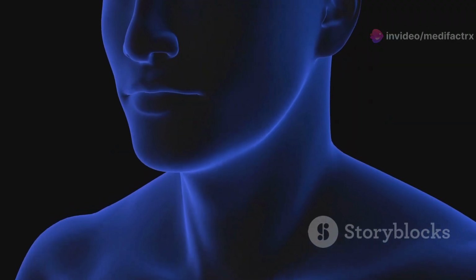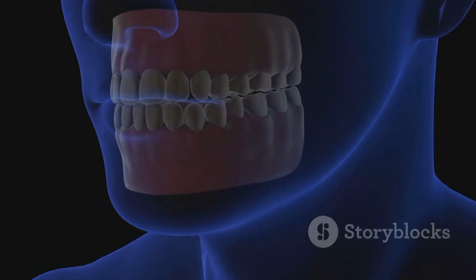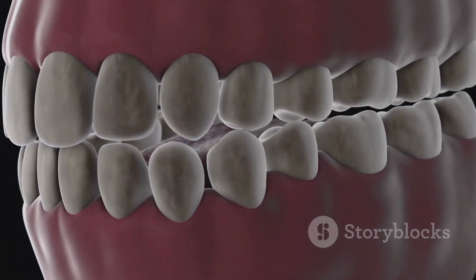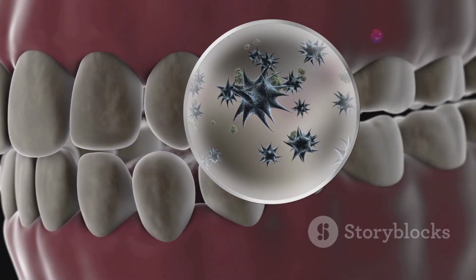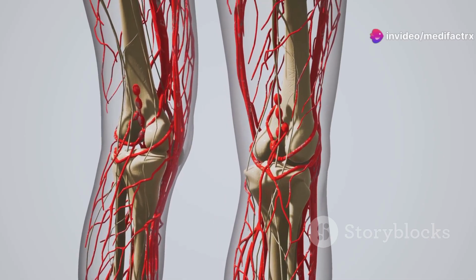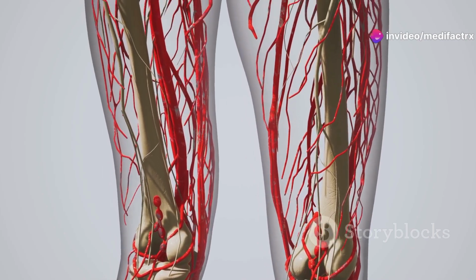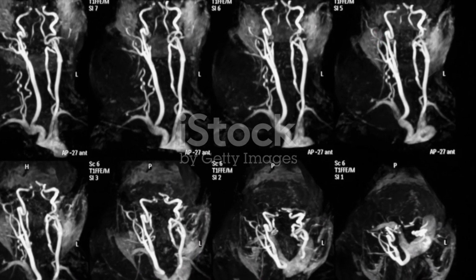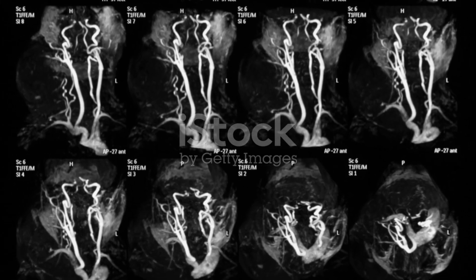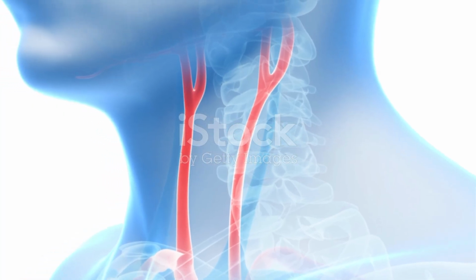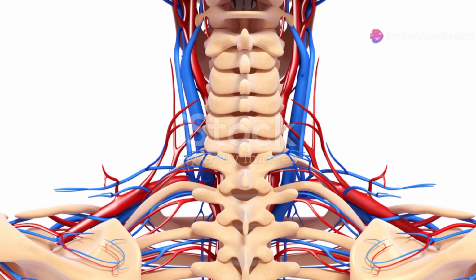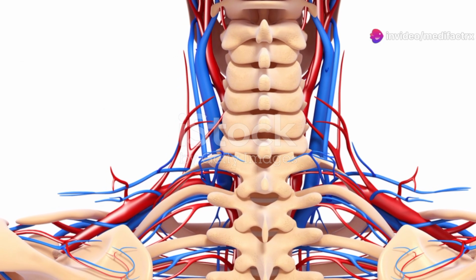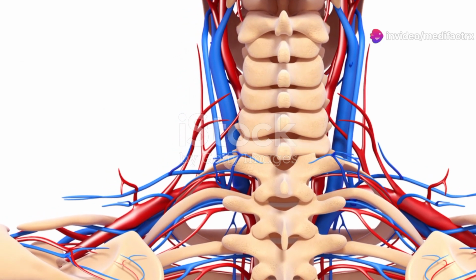The blood supply of the posterior triangle, while less complex than that of the anterior triangle, is equally important to understand. The primary arterial supply in this region comes from branches of the subclavian artery. The transverse cervical artery, a branch of the thyrocervical trunk, is a key vessel in the posterior triangle. It crosses the posterior triangle superficially, running parallel to the clavicle.